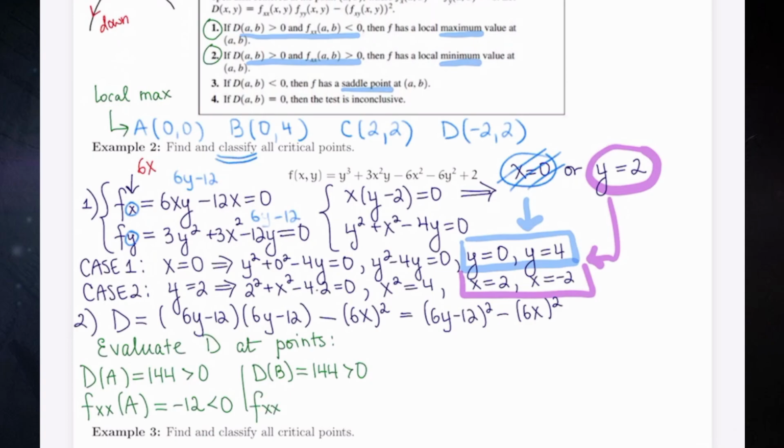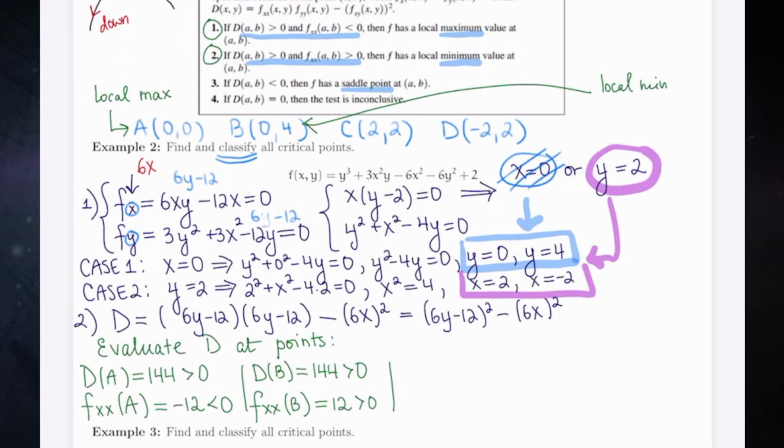The second derivative with respect to B is going to be 12. That's positive. I'm looking at my second derivative test. It is the second condition. Discriminant is greater than 0. Second derivative is also greater than 0. This is a local minimum. Okay, so this point right here is a local minimum.